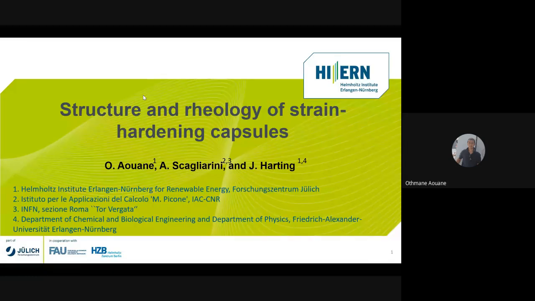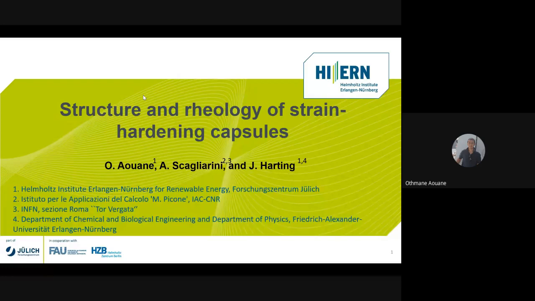Talking about the rheology of complex fluids in general, and more specifically about the suspension of elastic particles. Those elastic particles, in this case, are called capsules. Those capsules present some similarities with emulsions or with drops, whether on a single particle level or on a suspension level.